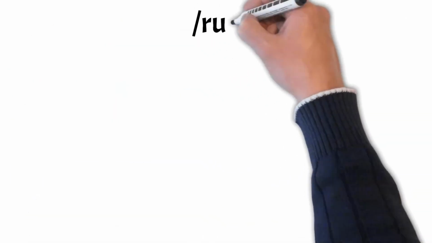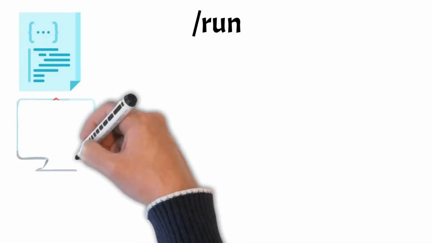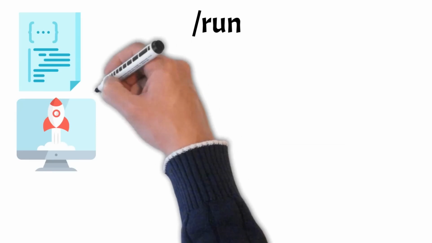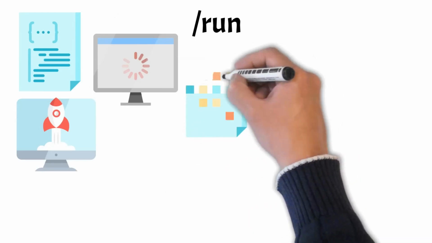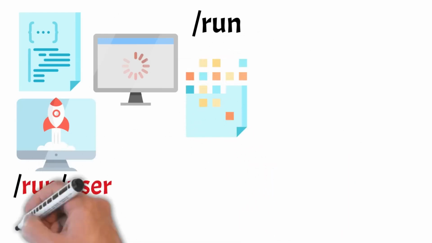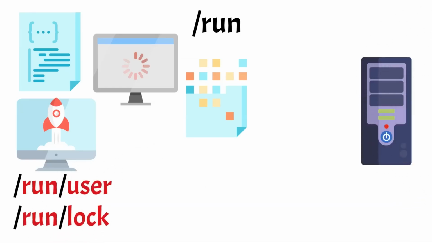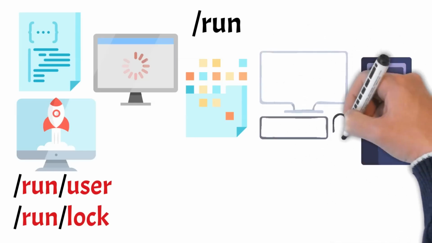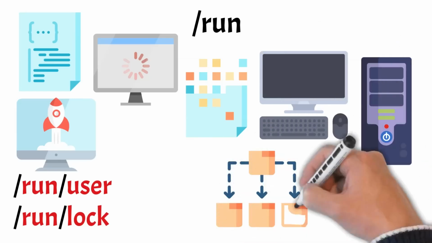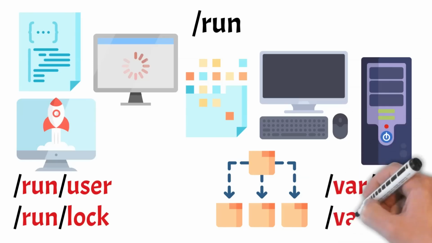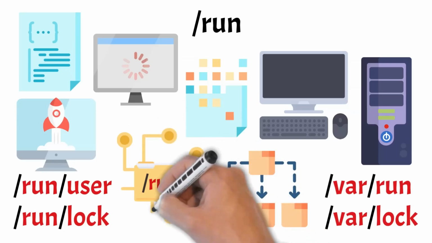Next up is run. This in-memory directory holds temporary runtime data used by the system and applications right after boot. It's created very early in the startup process, before most of the file system is ready, and everything inside it disappears on reboot. You'll find subdirectories like run/user for user sessions or run/lock for system locks. Unlike proc or sys, which expose kernel and hardware information, run is writable and is used by running processes to communicate, track state, or store short-lived files like process IDs and sockets. It replaced older directories like var/run and var/lock, helping unify runtime data in one central, reliable location.